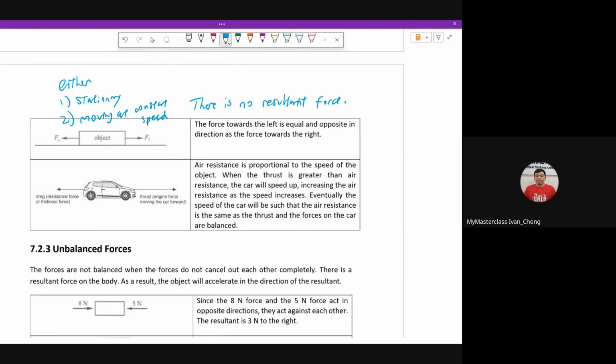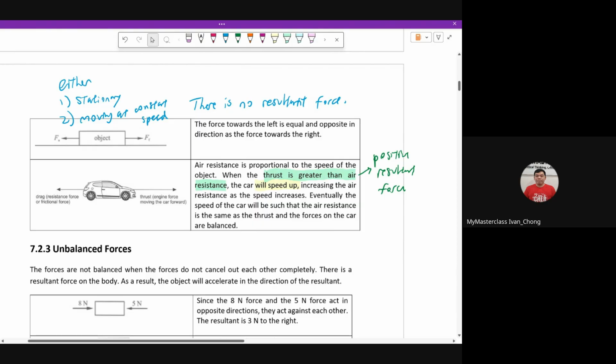Okay, now, on the other hand, if your thrust is greater than your air resistance, so what happens? You will have a resultant force. Okay, you will have a positive resultant force, and that's why you see in this part you will actually speed up. So when you speed up, basically you will affect other things, and then therefore this whole explanation is so long.